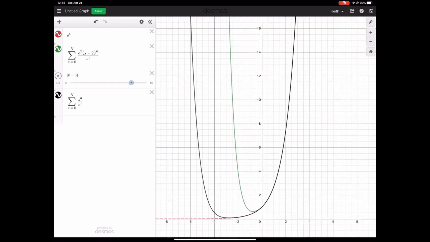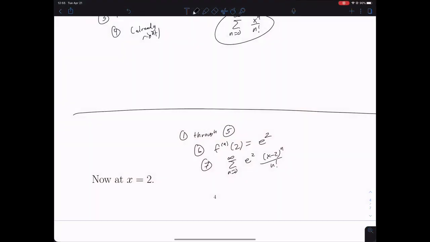And the black approximation is good around 0. The green approximation is good around 2. That's the main thing you should take from this: moving the center changes where it converges fastest.